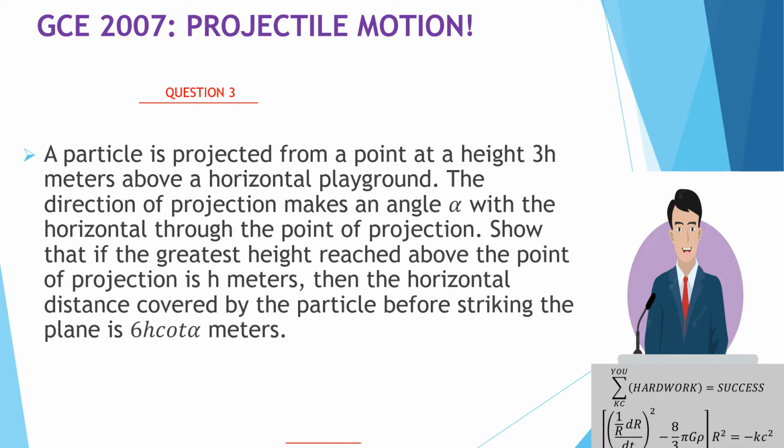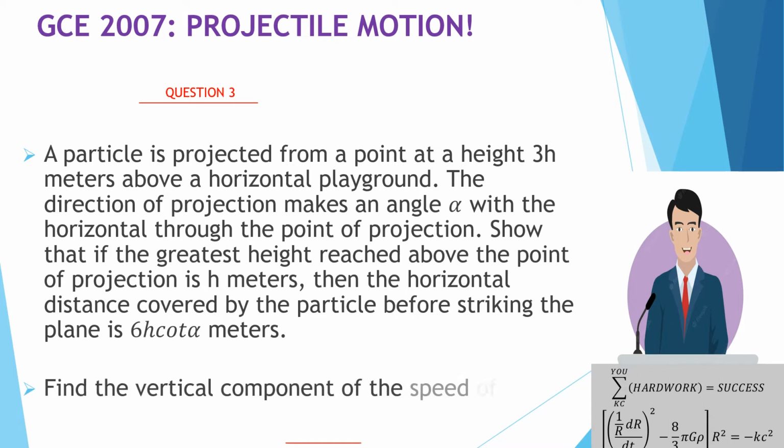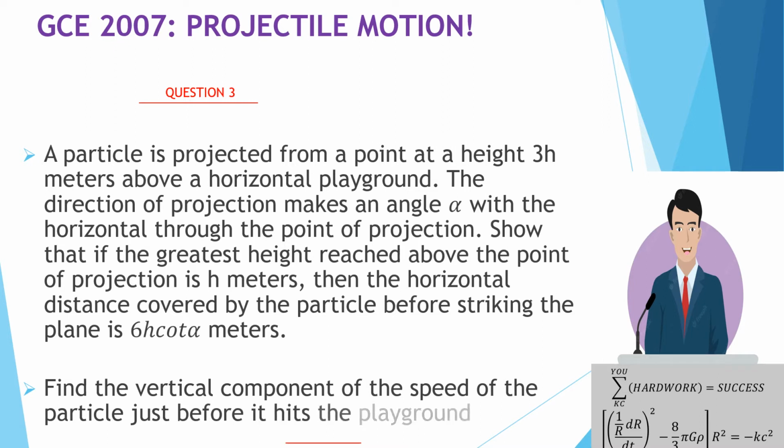Alright guys, so that's the first part of the problem. We would head over to the second part of the problem, which would earn you a total of 13 marks. So every single question in A-level Maths Mechanics earns you 13 marks. So let's go to the last part of the question. Jenny, over to you. Find the vertical component of the speed of the particle before it hits the playground. 13 marks. Perfect guys, so let's dive right into the solution.